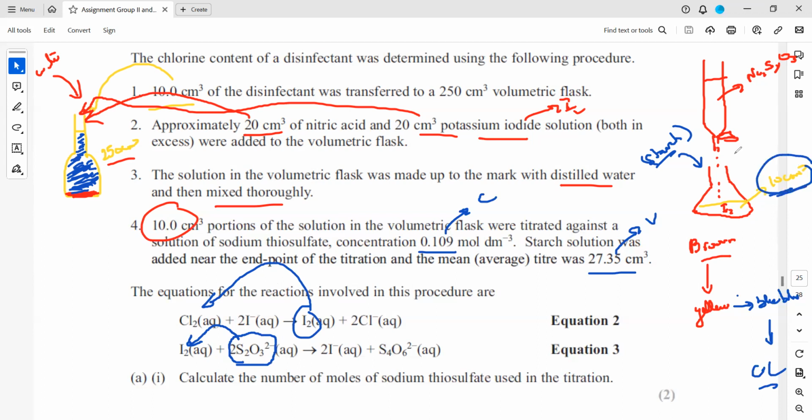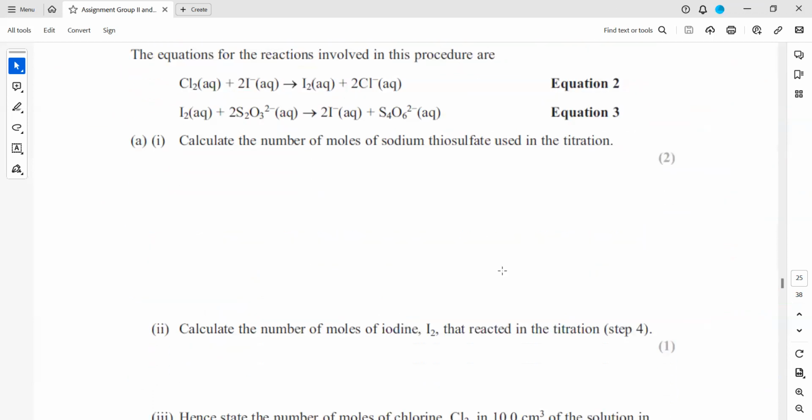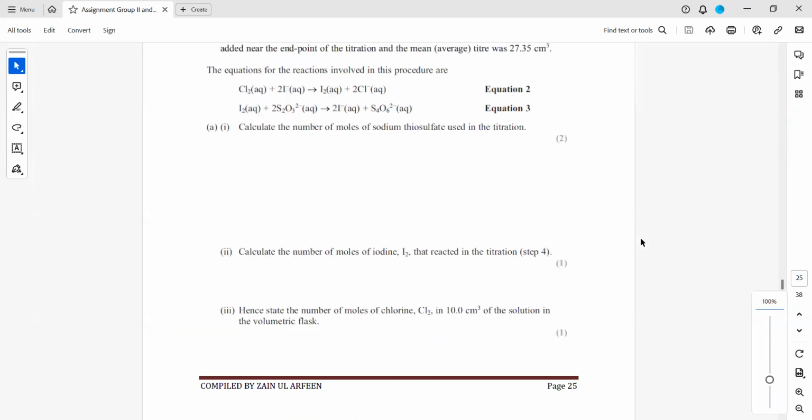And then this is 10 cm cube. How much will the original volume have? Because we took only 10 cm cube out of 250 cm cube, the original volume will contain 25 times the moles, because 25 multiplied by 10 is 250. So the original volume has 25 times the moles of what we titrated here, because we only took 10 cm cube. So in the original 250 cm cube mixture, the moles will be 25 times. So the first part: calculate the number of moles of thiosulfate.